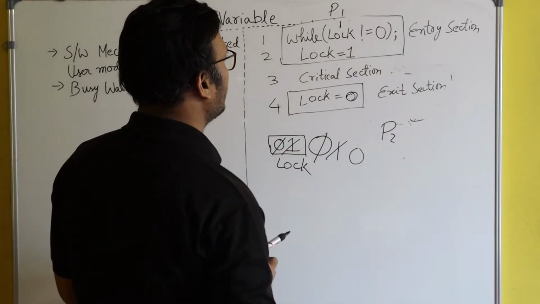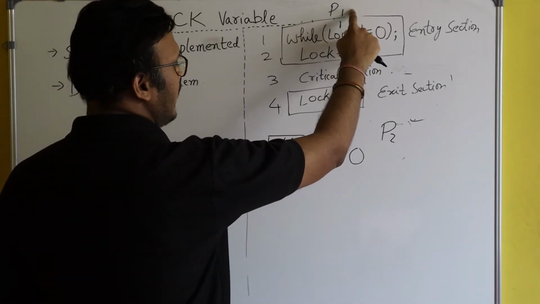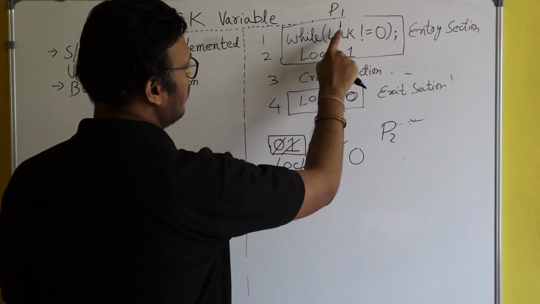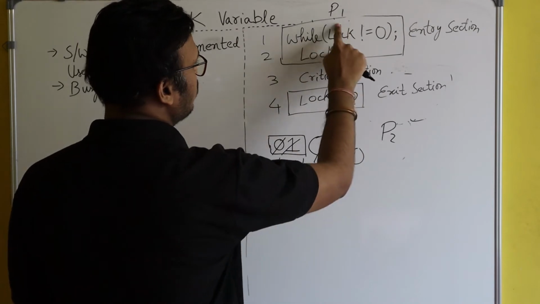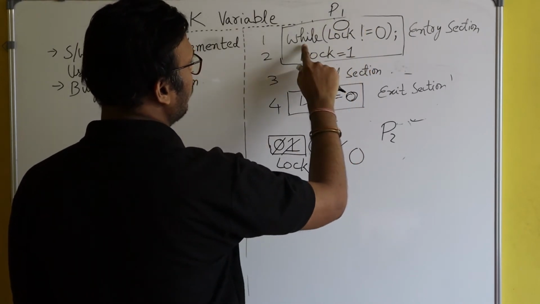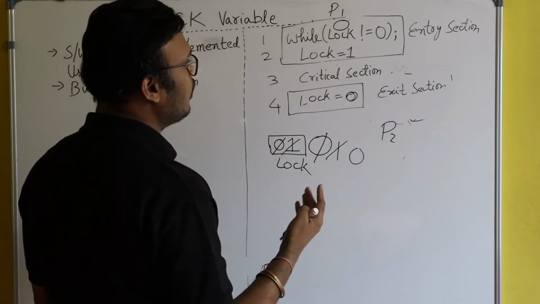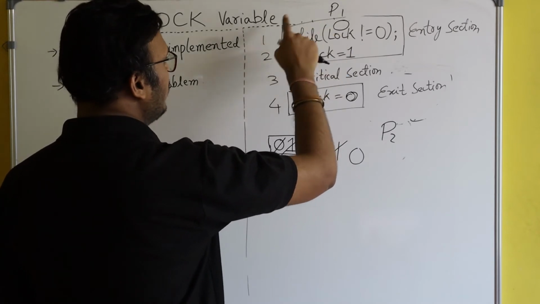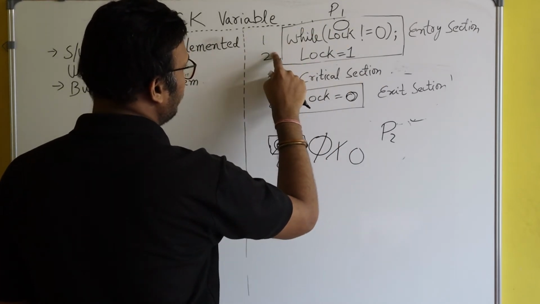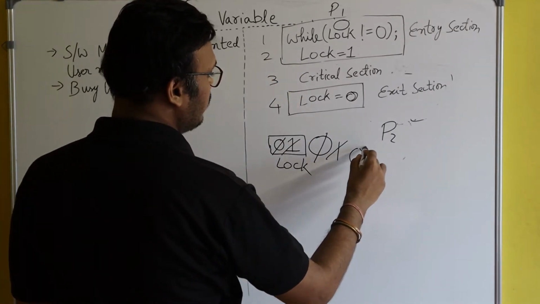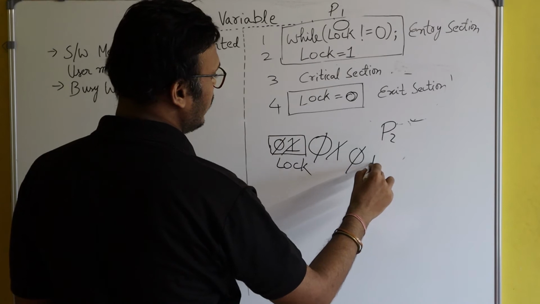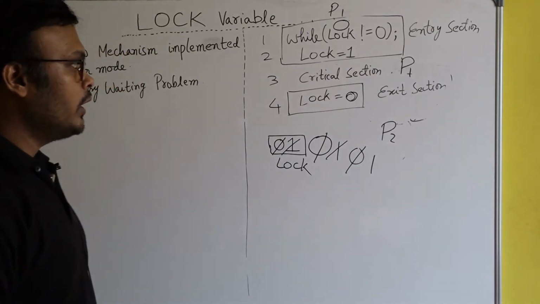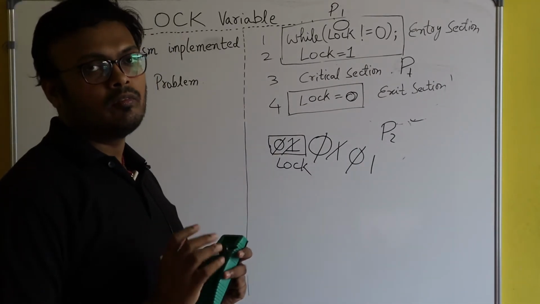And here you see, P1 initially got trapped in the entry section. Why? Because the lock value was 1. And since the lock value is 0 now, P1 will run this code: while 0 not equal to 0, it's false. So the while loop will be broken and P1 will come out from the while loop trap, and now P1 will execute line number 2. It means P1 will make the value of lock 1 again, and now P1 will again enter the critical section. Okay, so in this way the lock variable will work.